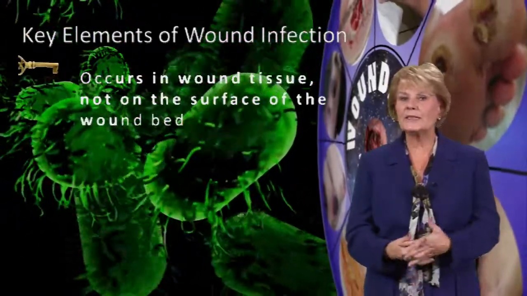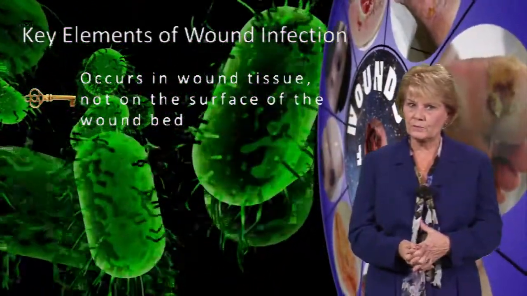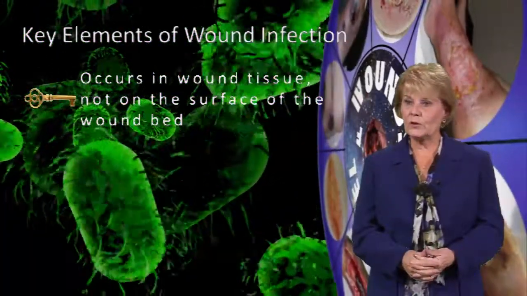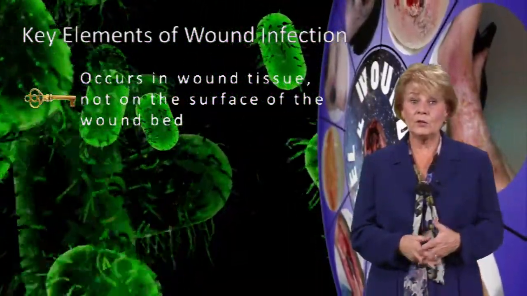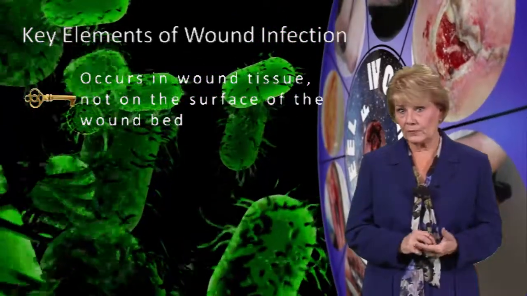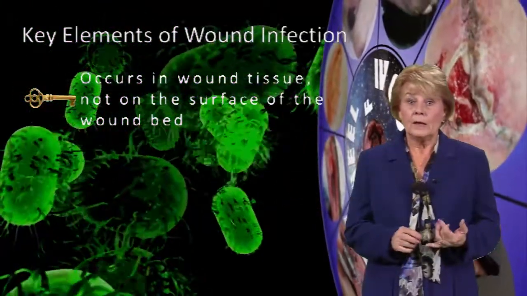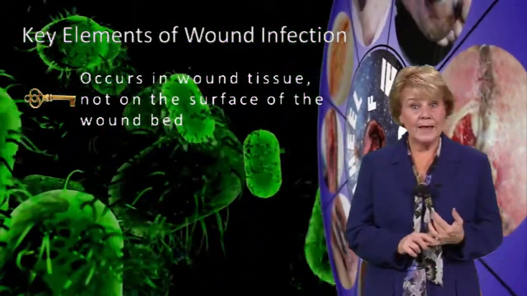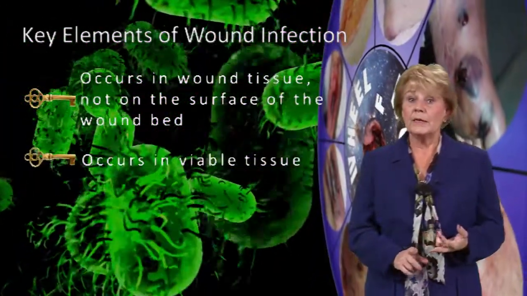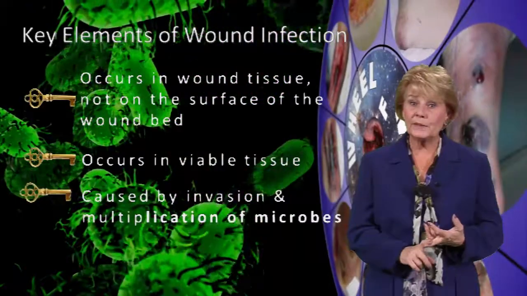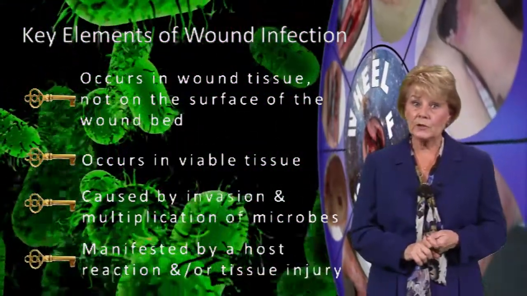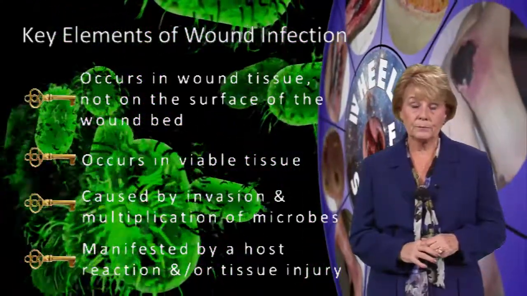In review, let's look at some of the key elements of wound infection. Bacterial balance and bacteria damage should be viewed as part of a continuum that includes contamination, colonization, critical colonization, and wound infection. Infection occurs in wound tissue, not on the surface of the wound bed. It occurs in viable tissue. It is caused by invasion and multiplication of microbes and is manifested by a host reaction and/or tissue injury.